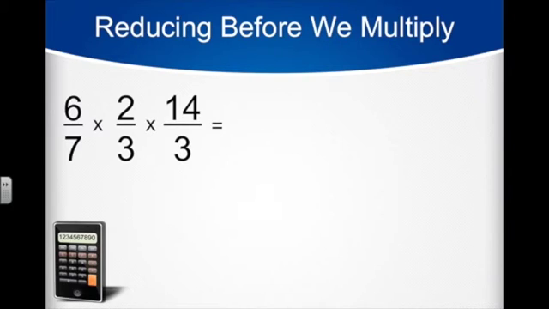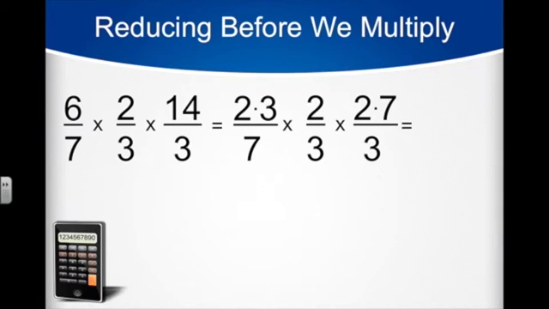Consider 6/7 times 2/3 times 14/3. If we just multiplied the numerators and denominators, we would get 168 over 63, which would probably be a challenge to reduce. So let's reduce before we multiply instead. If we saw the 6 as 2 times 3, and we see the 14 as 2 times 7, we have a common factor of 3 and a common factor of 7 that we can cancel out to 1s.